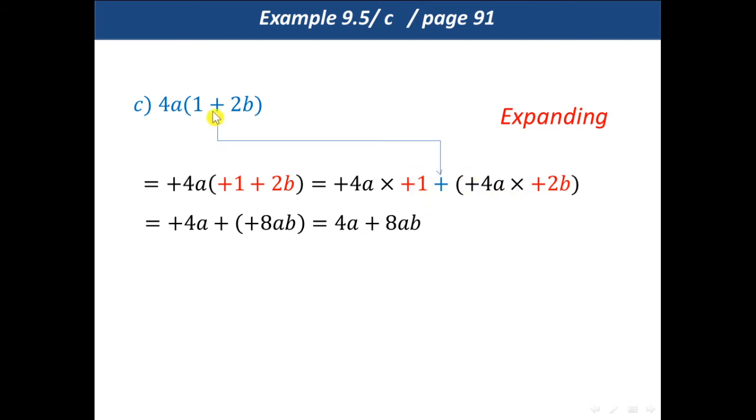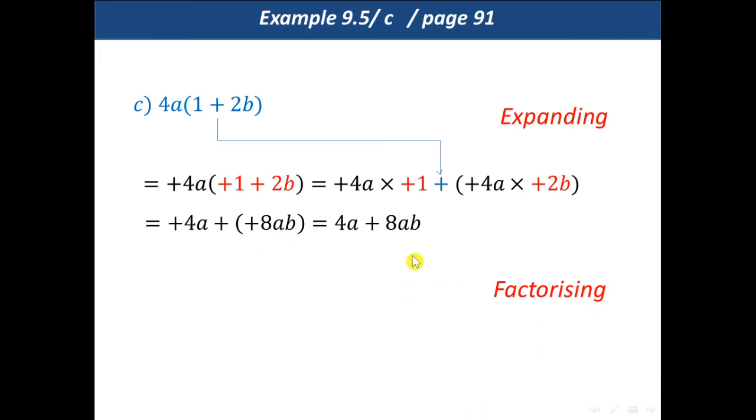So this plus is always plus, but what's inside this one, the 2b, is always plus here. This is plus, and the sign of the 2b is always plus when you put it between two brackets, okay? So that you don't get confused. So it's going to be like this one.